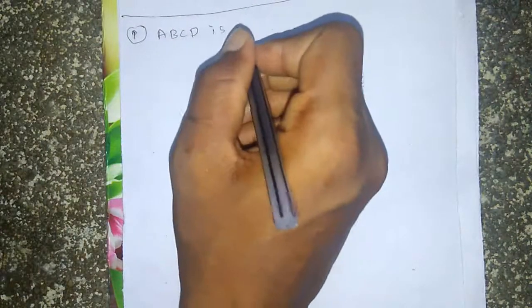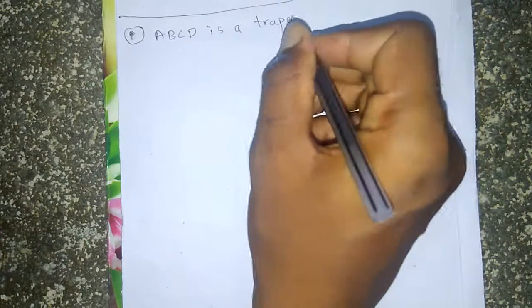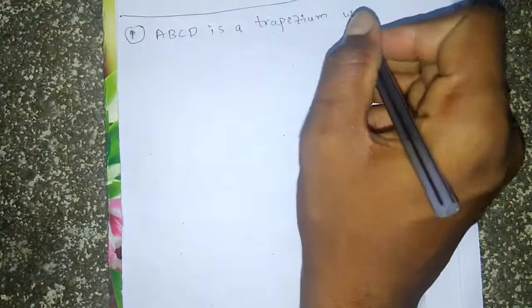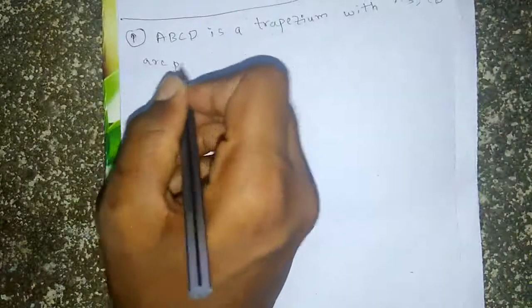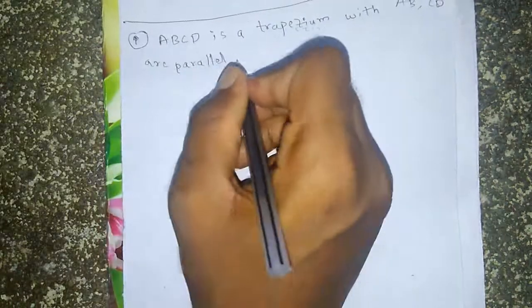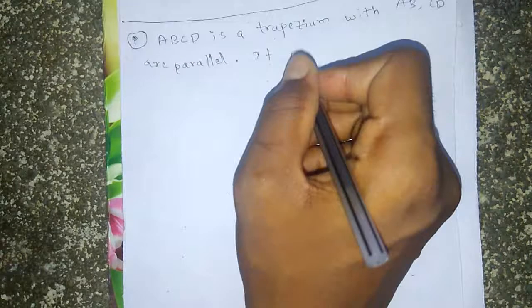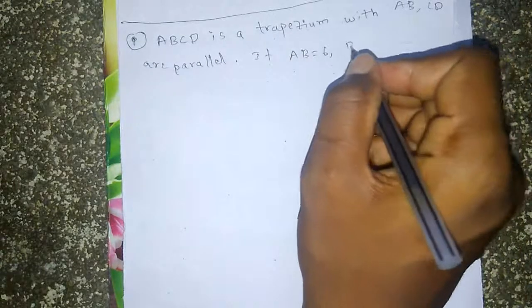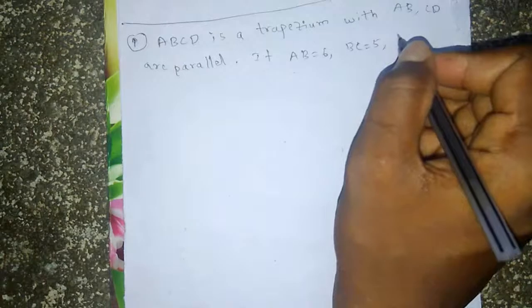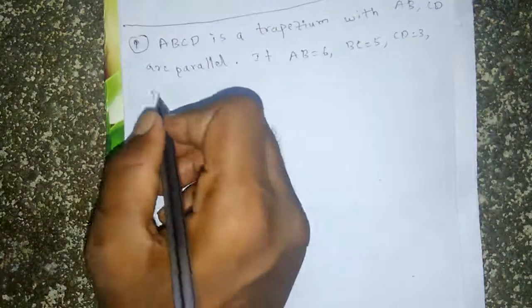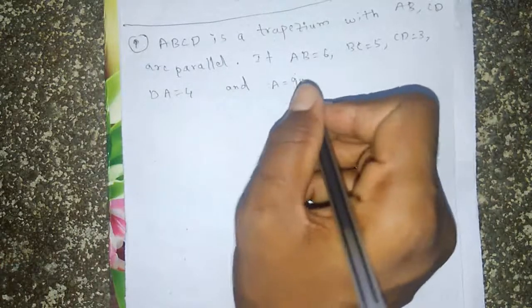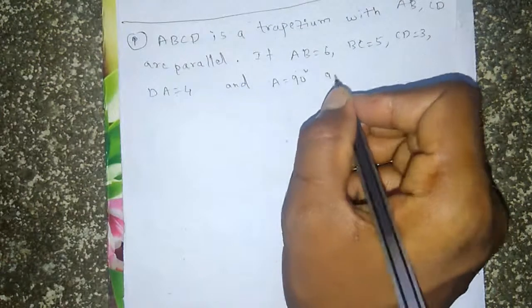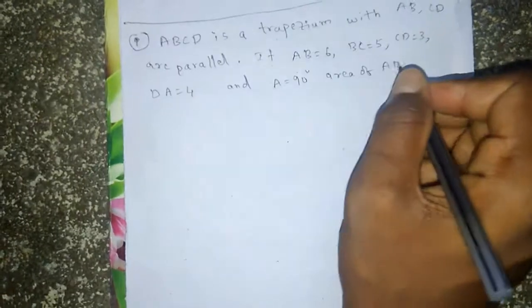Next problem: ABCD is a trapezium with AB and CD parallel. If AB is equal to 6, BC is equal to 5, CD is equal to 3, DA is equal to 4, and angle A is equal to 90 degrees, the area of ABCD is?